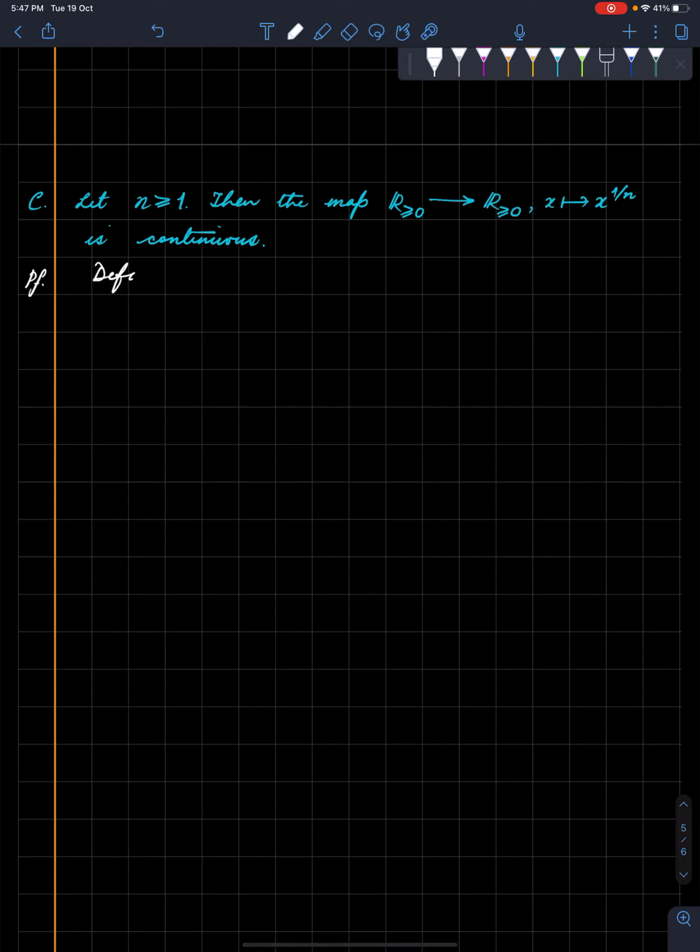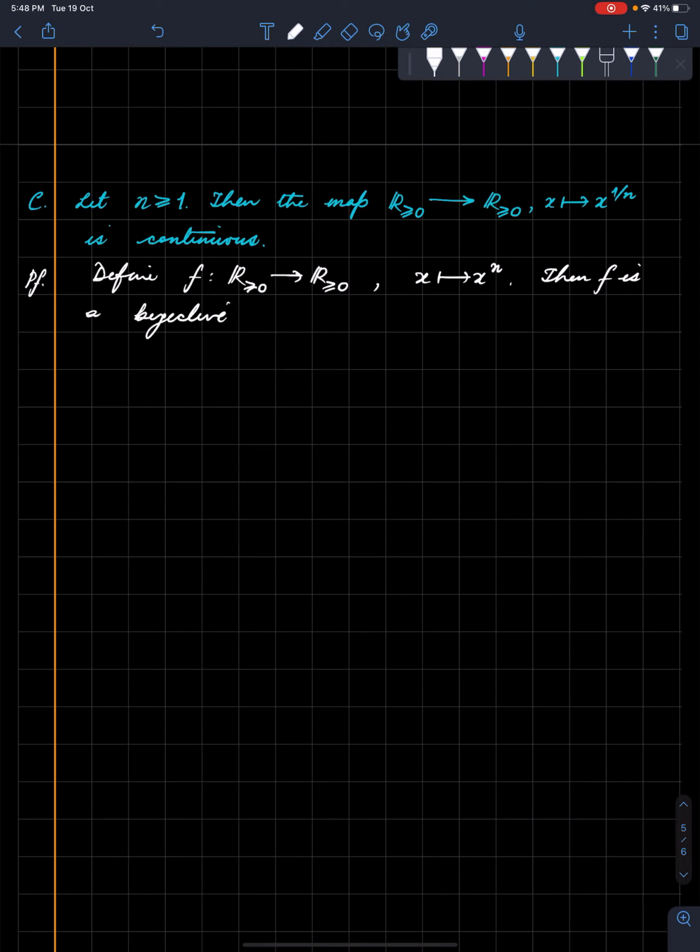So define f as a map which takes x to x to the power n, and we have already seen that this is a continuous function because after all this is a product of a bunch of continuous functions. This is a polynomial, the restriction of the polynomial x going to x to the n to this part. So this is a continuous function, and this is in fact injective, and hence it is surjective on its image, but this is precisely the image. So this is a bijective continuous function.